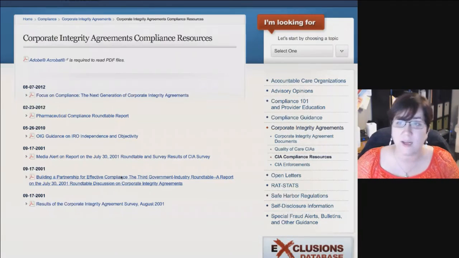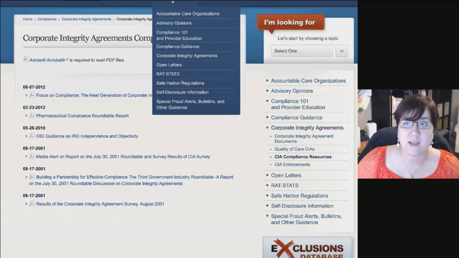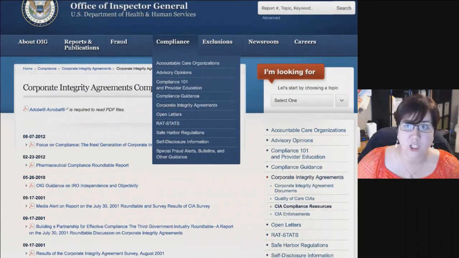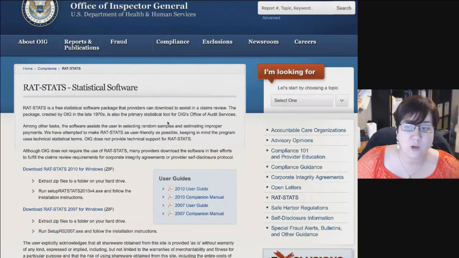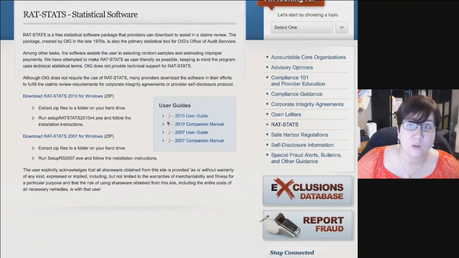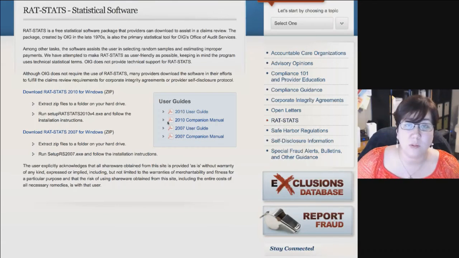Now, unfortunately, when it comes to RATstats, it's on the OIG website. Under compliance, there's a section just for RATstats. The reason I say unfortunately is it is only available if you are running a Windows computer. I cannot download this on my computer, the one that I'm using right now, because I have a Mac. So I can't download it and show it to you. I do have a PC that I use from time to time, and I'm going to try to do another segment of Did You Know on RATstats, where I download that and actually show you the software itself.